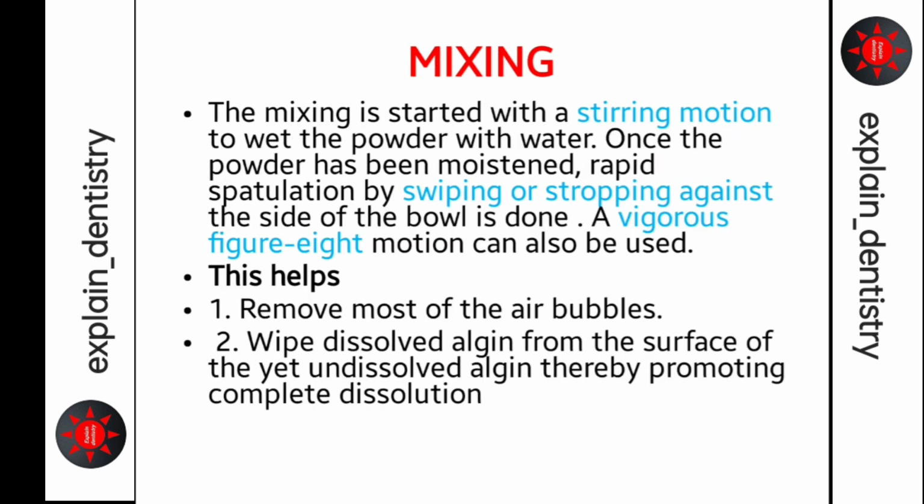Mixing: the mixing starts with a stirring motion of the wet powder with the water. Once the powder has been moistened, rapid spatulation by sweeping or stropping against the side of the bowl is done. A vigorous figure eight motion can also be used. This helps remove most of the air bubbles. Wipe dissolved algin from the surface of the yet undissolved algin, thereby promoting complete dissolution.